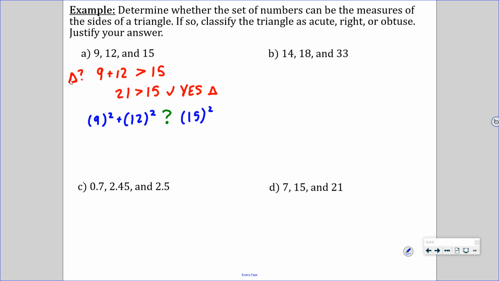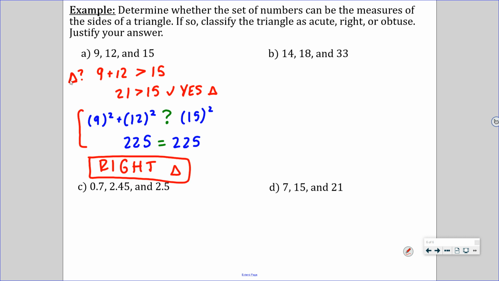All right, so quick, do this in your calculator. 9 squared plus 12 squared is 225. 15 squared is 225. Obviously, those values are equal. Pythag holds. So what kind of triangle is this? Right triangle. And this is your justification, folks. You showing your work right here, that's your justification. What's the relationship? They're the same.